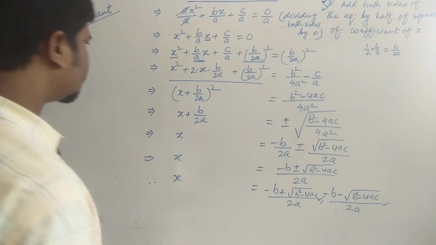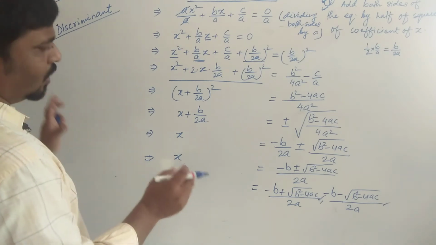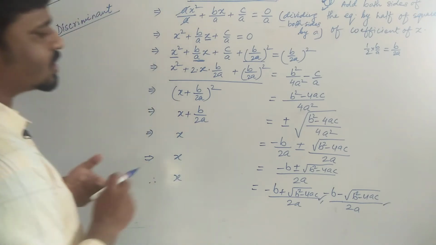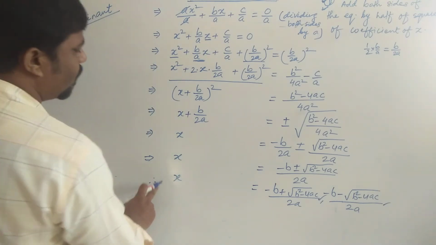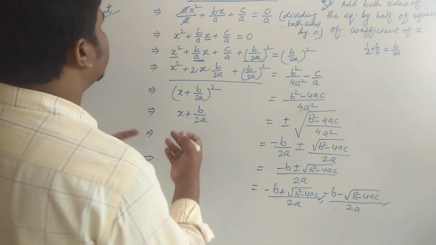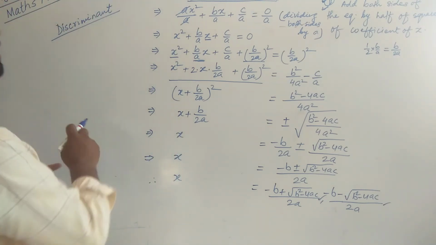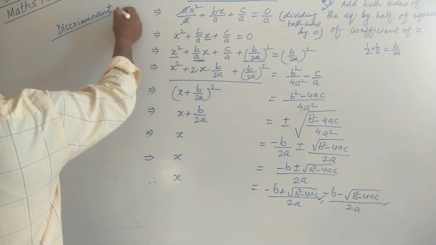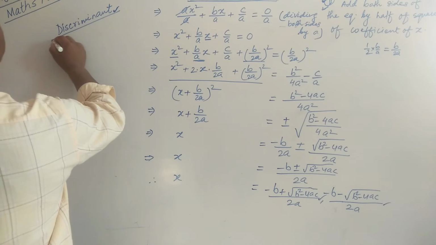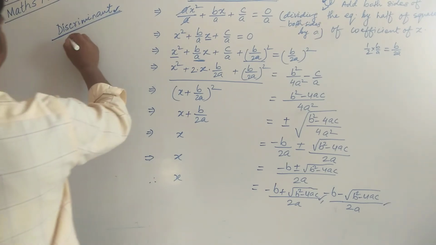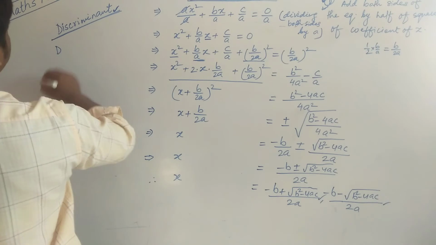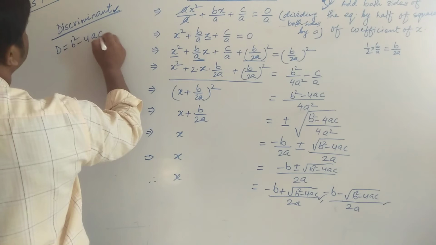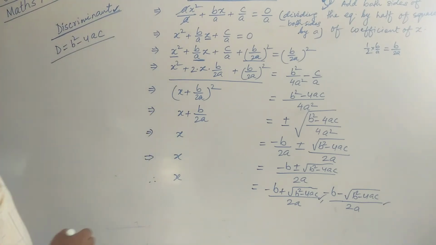Discriminant means the quantity which is related with the quadratic equation, and when you want to find the value of x, it is related with that only. That is called the root of the equation. So the discriminant, in short we write D, and D is b square minus 4ac.